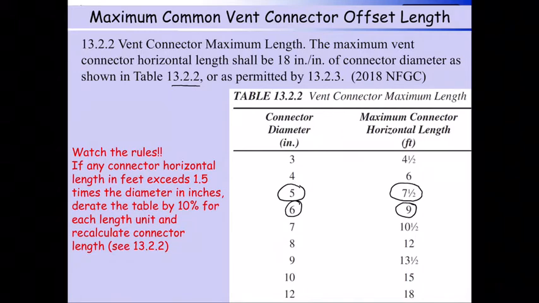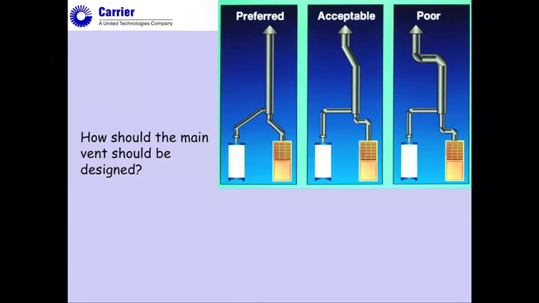So again, watch the rules. One of the other rules to also mention here is that if any of the connectors exceed that length, you'll have to exceed the 1.5 times diameter rule. You're going to have to derate the table that they're showing you for each length of limit and recalculate those connectors. So I think again, you're going to have to go down on the table because you're killing some of the momentum by going longer. That's one of the things. Or you can just use a larger connector on there.